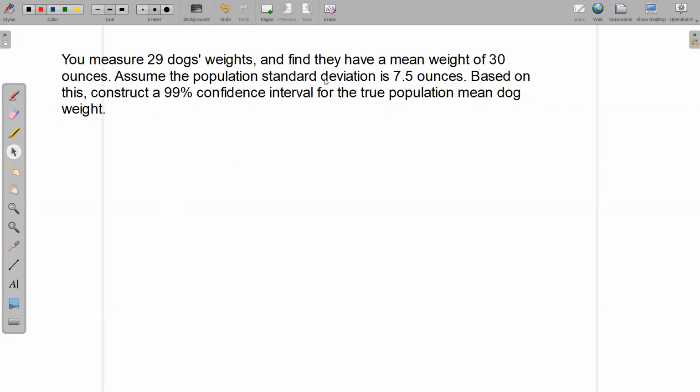And we're assuming we know the population standard deviation, which is unusual, but sometimes. Based on this, construct a confidence interval. So just make some notes. This would be our N, our sample size. This right here, they're telling us that's the mean weight of these 29 dogs. We'd call that X bar, our sample statistic. And then this right here is sigma. So that's the population standard deviation.